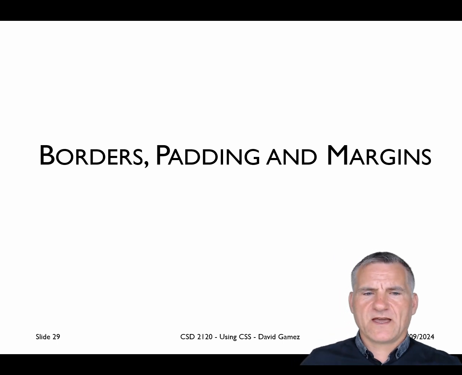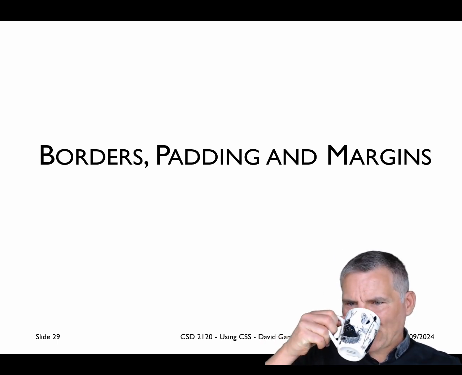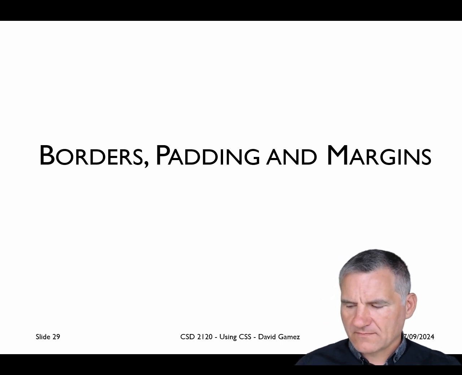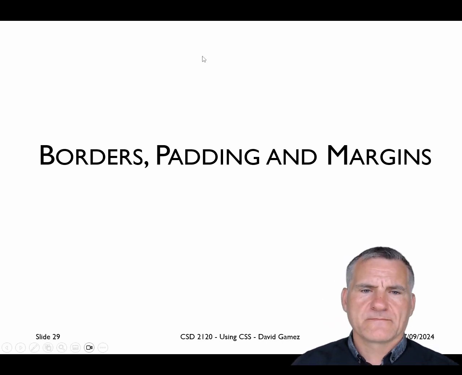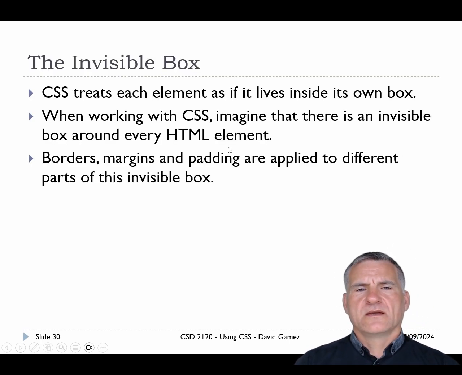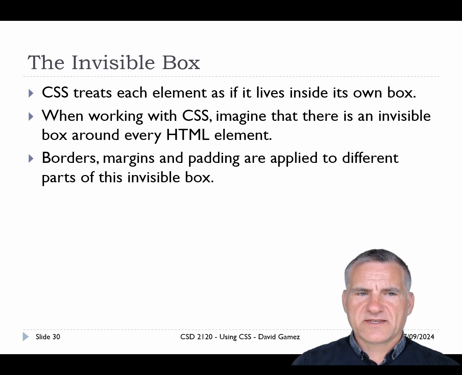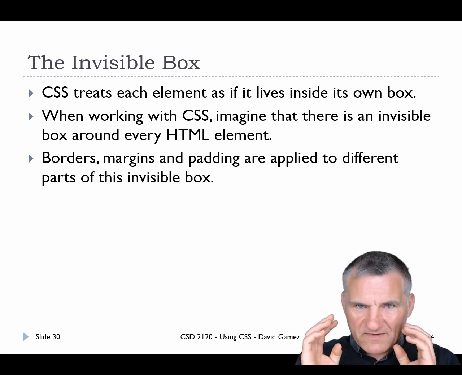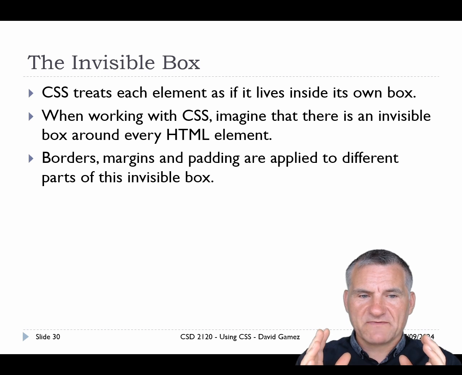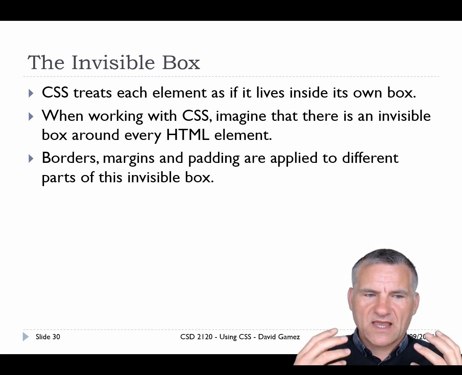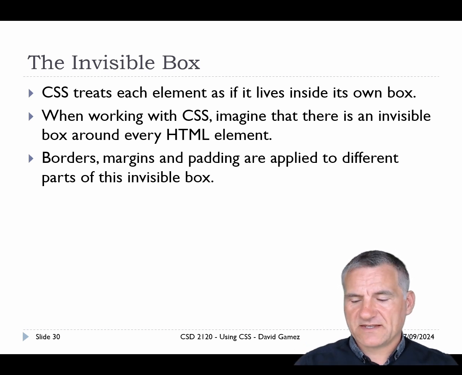Next thing I want to cover are borders, padding, and margins. So the way to understand how these work is to think about an invisible box. CSS treats each element as if it's got its own little box. So if you want to understand padding and margins, which can be confusing sometimes, just think about the invisible box and try and remember how borders, margins, and padding are applied to different parts of this box.